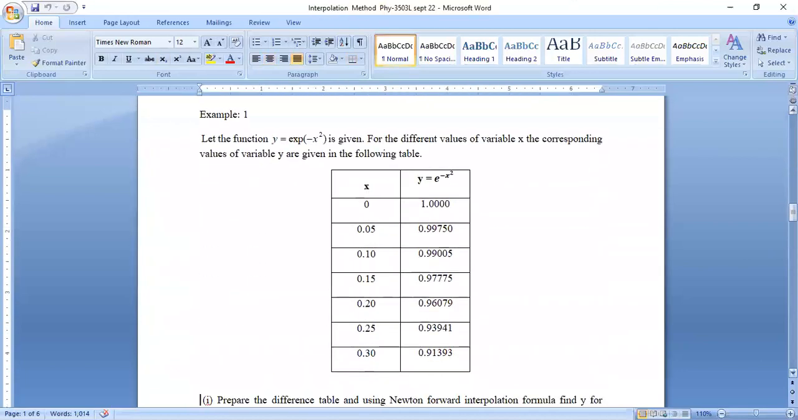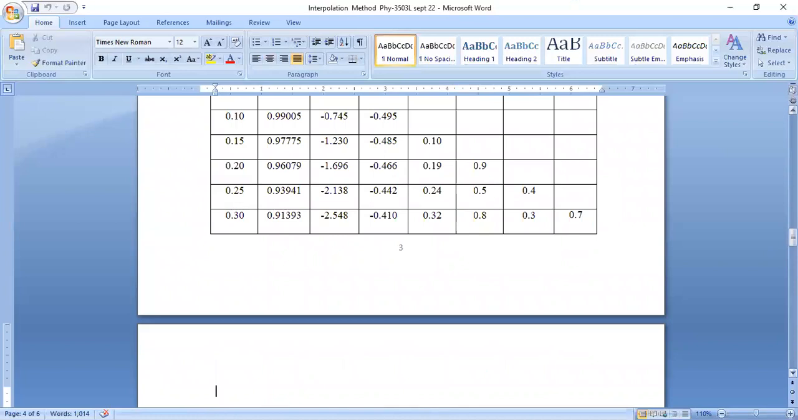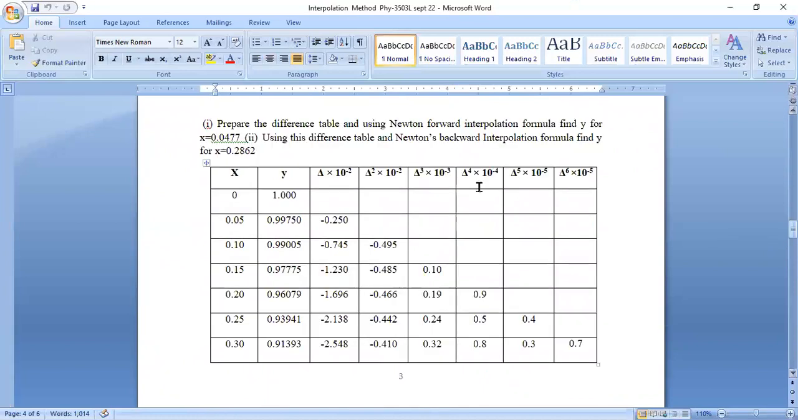And in preparing the table, I use a multiplier because the terms are very small. So I write in scientific notation, of the order of 10 raised to minus 2. So this is minus 0.745 into 10 raised to minus 2. So I write the multiplier here for the second order, third order, fourth order, fifth order, and sixth order. The sixth order is 10 raised to minus 5. Yeah. And now I use the interpolation formula.